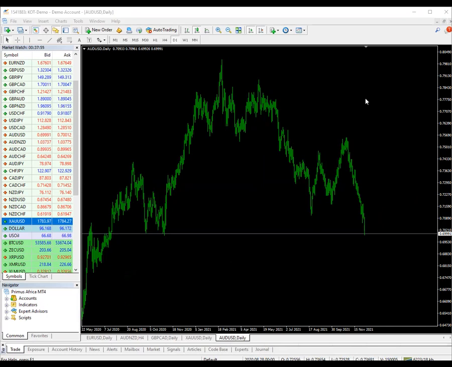This is the correlation we are talking about. Currently, AUDUSD is also falling, because gold is falling. So when gold is becoming weak, or when there's not much purchase on gold, it weakens the Australian dollar.